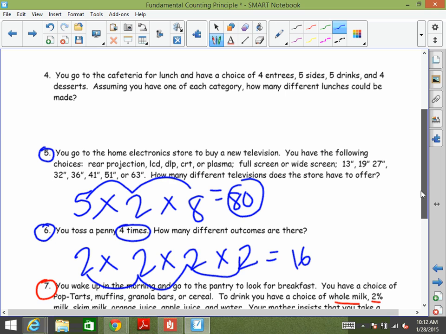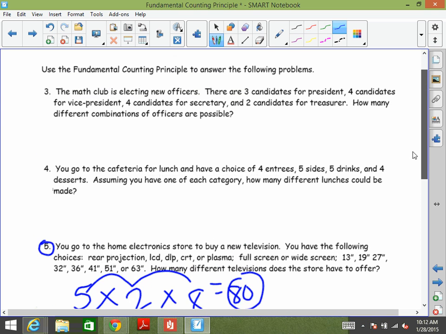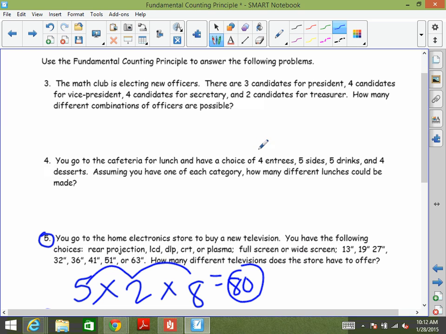Now numbers 3 and 4 are easy because they give you the numbers to multiply by in the problem. I'm not worried about those. When they give you the numbers, all you got to do is write them down and multiply them. It's the ones where you have to read and come up with the numbers that you need to know how to do. Okay? Any questions?